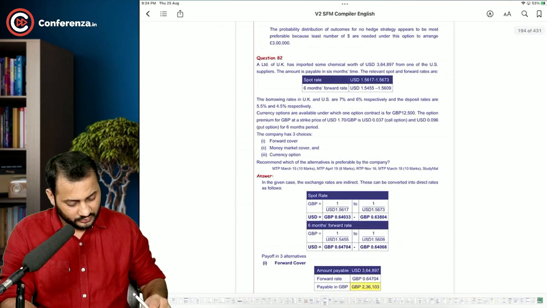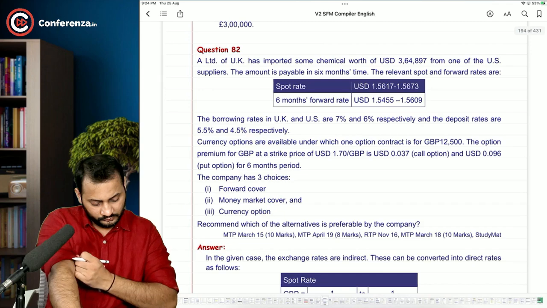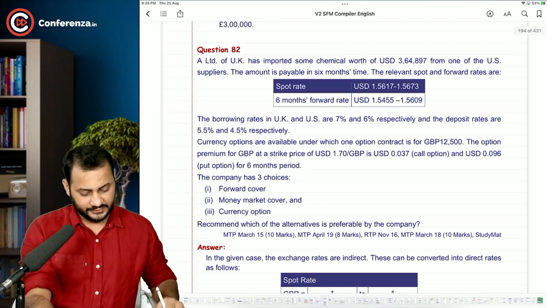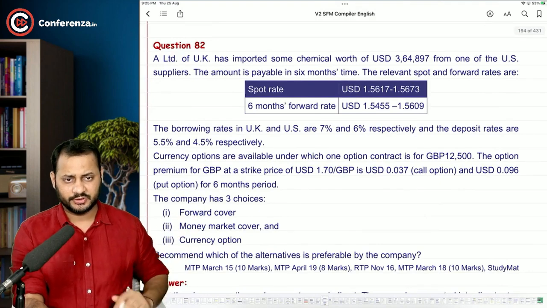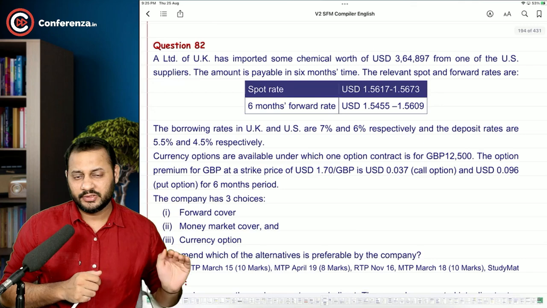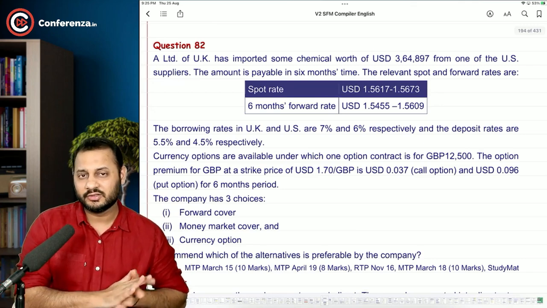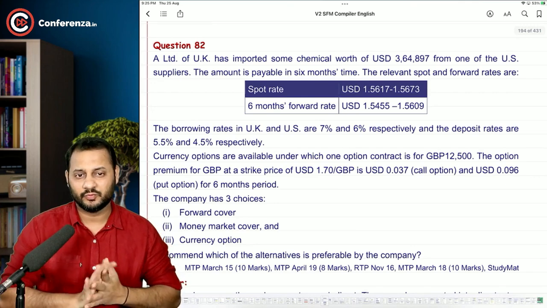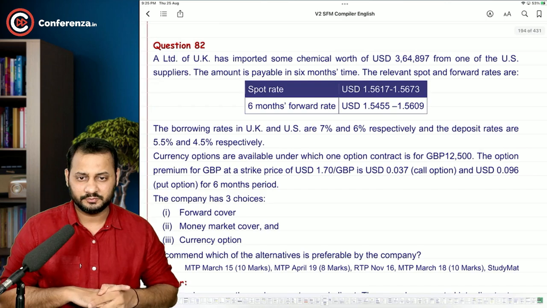Let's come on to question number 82. Yeah, we will solve this. This one is interesting. Forward, money market and option. Once again. And probably the last question on these topics. If there is a variety in the coming questions, obviously I will go with solving those. Otherwise I will give it as homework. Basic understanding should be there, na? Have a look.